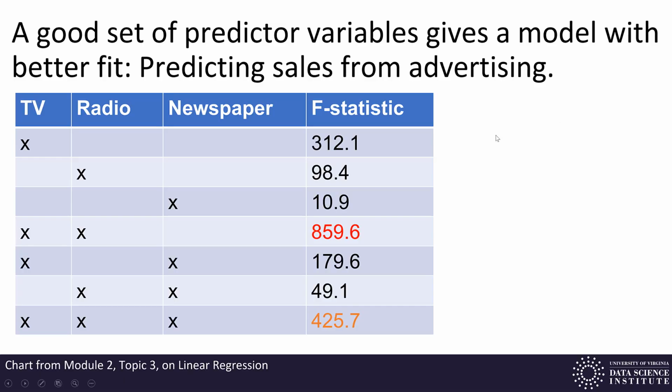And so each row corresponds to a different model. So that first row corresponds to a model that has just TV in it. The second row is a model with just radio. The next row is just newspaper. And these X's tell us which different regressive variables are being used. And so the next row has TV and radio in it. And so that's a regression model with TV and radio.